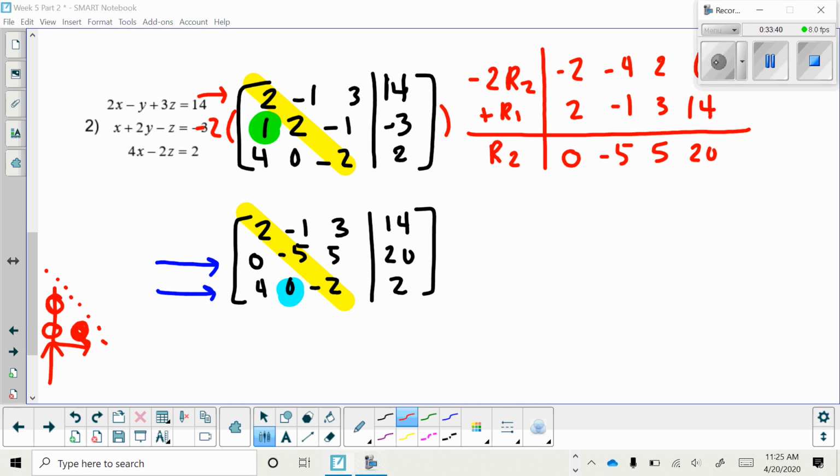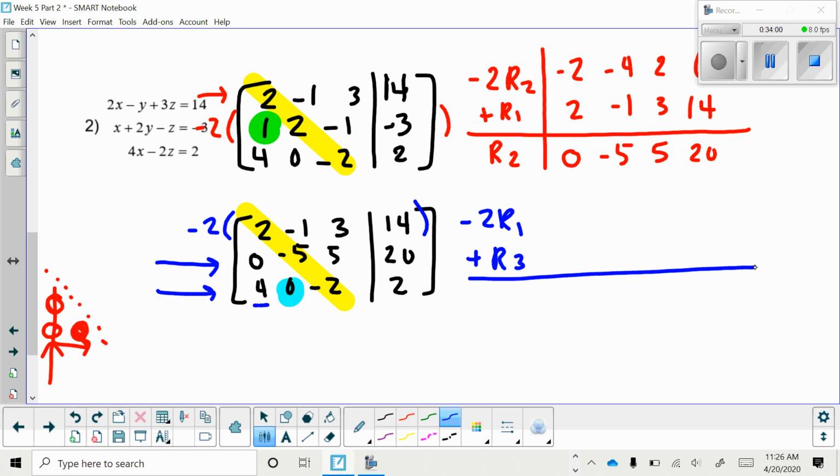So here's what I'm going to do. I'm going to take -2 times all of row 1, because that will give me -4, which will cancel out with this 4. All right? So I'll take -2 times row 1, add it to row 3, and which row is that going to be replacing, that answer? It's going to be replacing row 3, because that's where I want the 0, is right here in row 3.